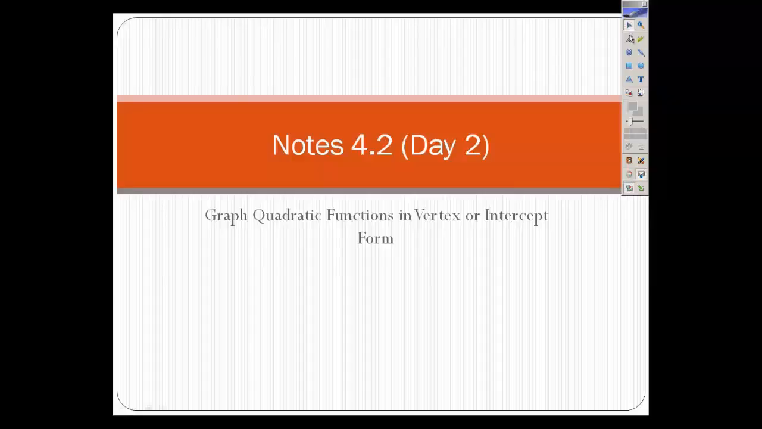Okay, this is Mr. Gillum, and today we're going to graph quadratics in intercept form. Yesterday we graphed quadratics in vertex form, where the vertex was obvious in the equation. Today we're going to graph them in intercept form, where you can see both of the x-intercepts right off the bat.